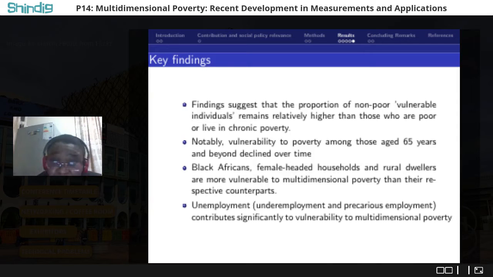Then the Black Africans, the female-headed households, and rural dwellers are more vulnerable to multidimensional poverty than their respective counterparts. That is one of our main findings. Then unemployment, either in form of underemployment or precarious employment, contributes significantly to vulnerability to multidimensional poverty. Next slide, please.